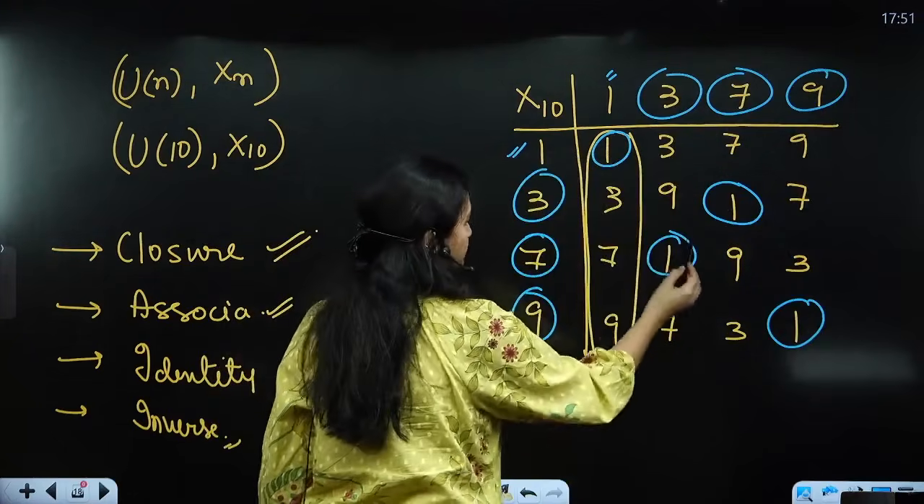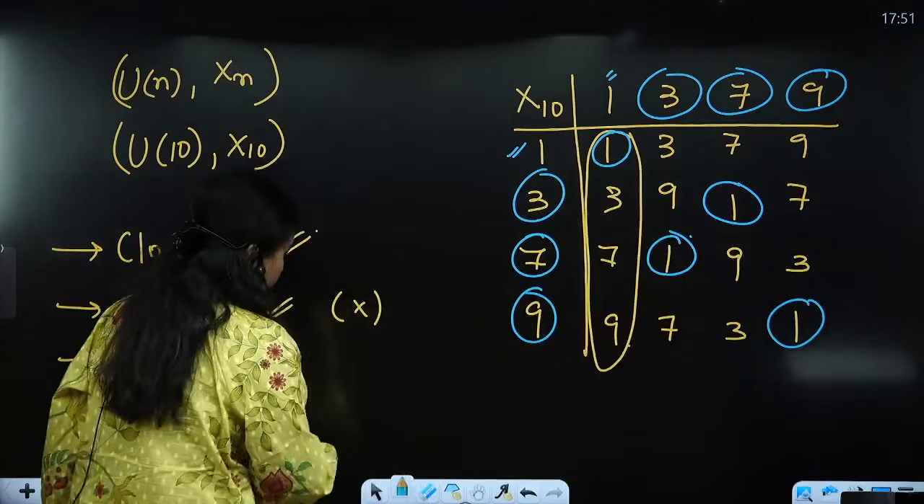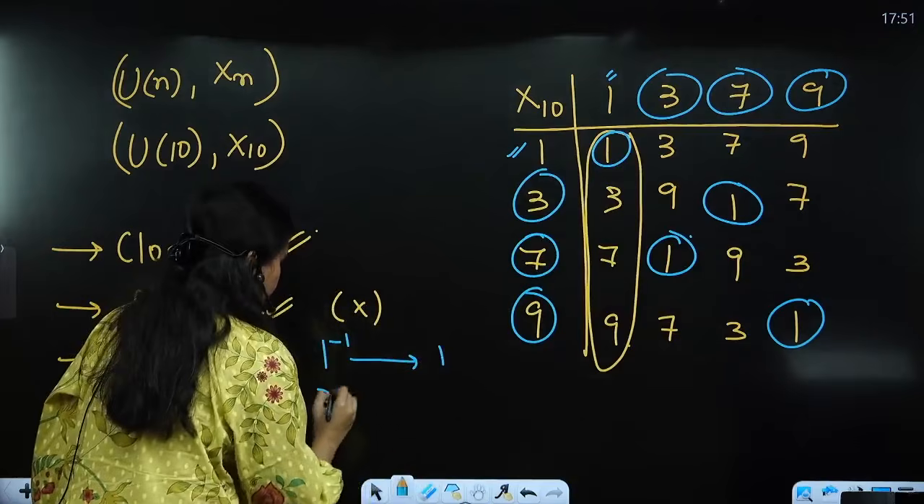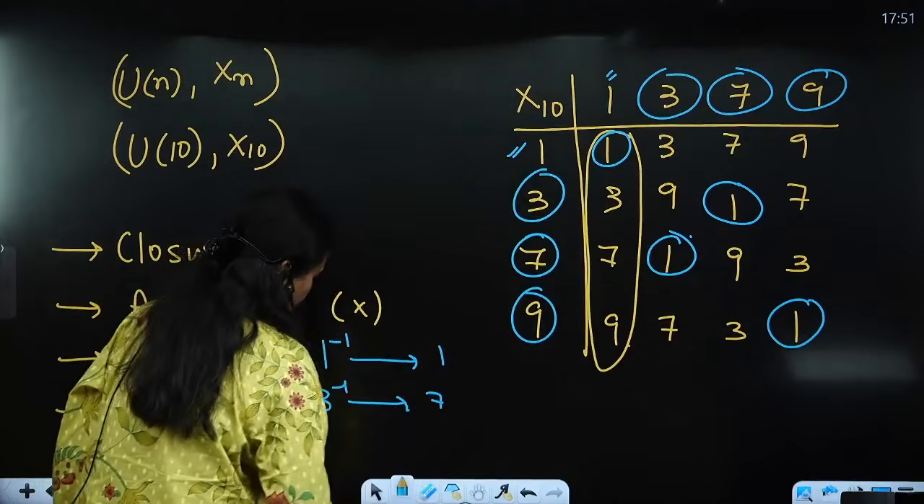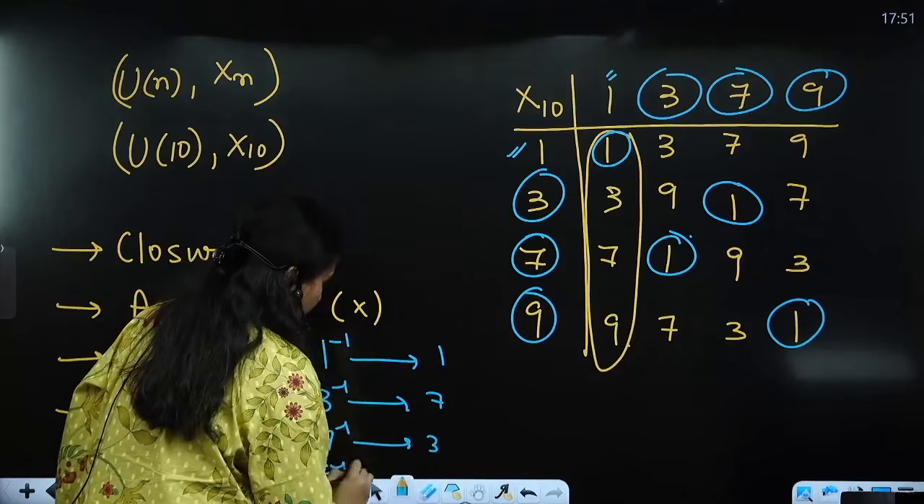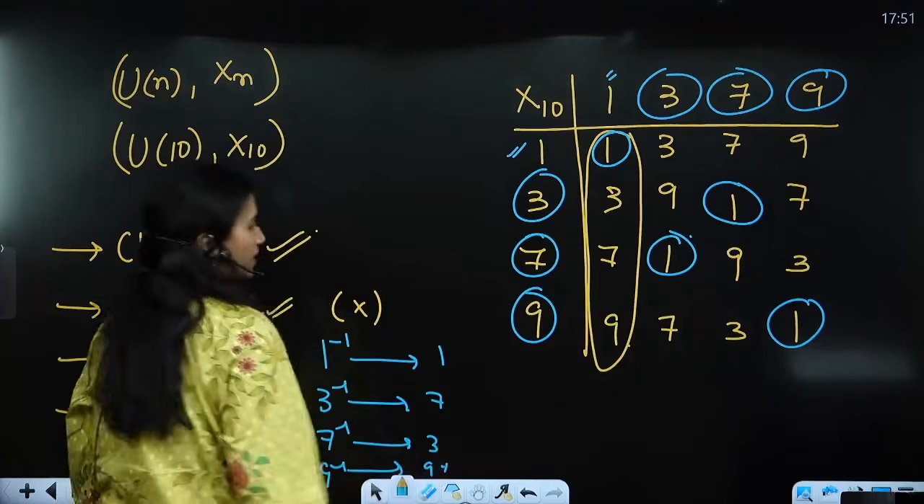Okay. So we can write here that 1 inverse is 1. Then we have 3's inverse is 7. Then we have 7 inverse is 3. And finally 9 inverse is 9. Alright.